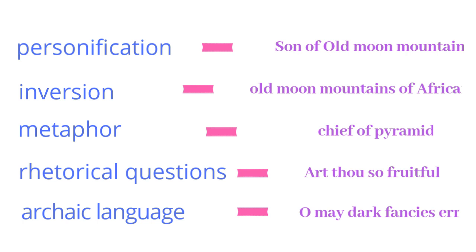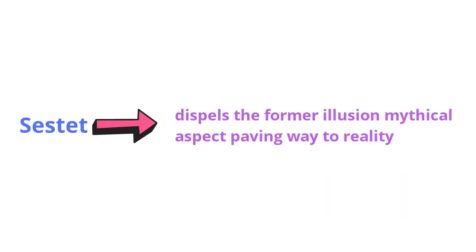Then we have rhetorical questions like, "art thou so fruitful?" And the poem, as you can see, is written in archaic language, that means Old English. Why does the poet do that? It is obvious, to give respect to the river. So in the sestet we can see that the poet dispels the former illusion or mythical viewpoint, paving the way to reality.